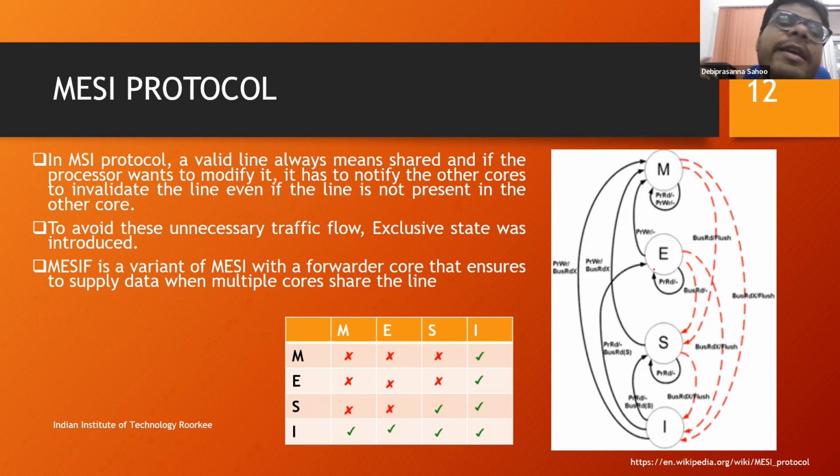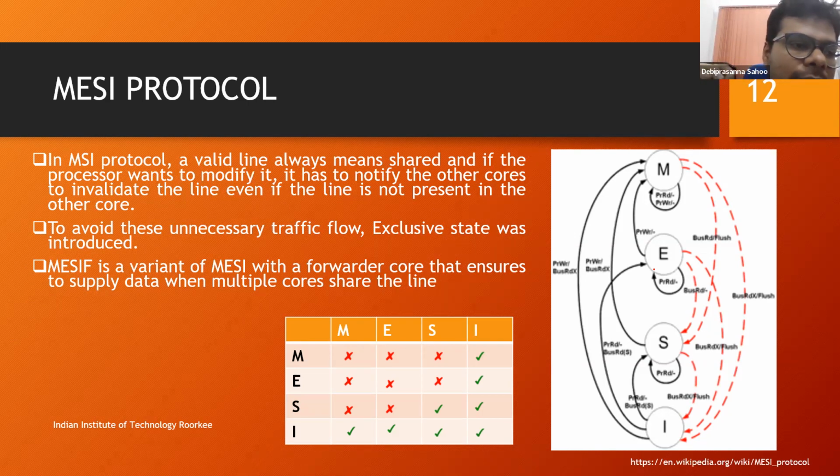I cannot make it modified because it will again generate a transaction back on the main memory when it is evicted. So I have to install it in shared state. Now, if I'm installing it in shared state, what is happening? Just imagine all those lines which are not shared. There will be lakhs and lakhs of lines which will not be shared. But since I'm installing them in shared state, whenever I have to do a write, I have to send a transaction on the bus to get the permission to write onto it.